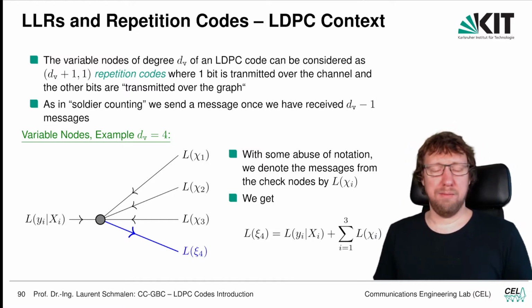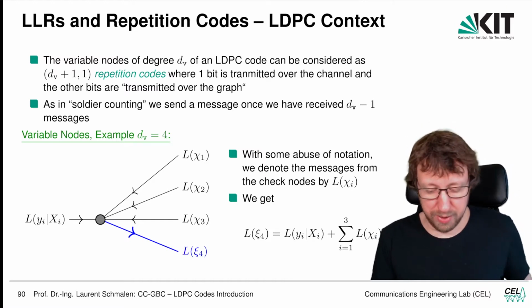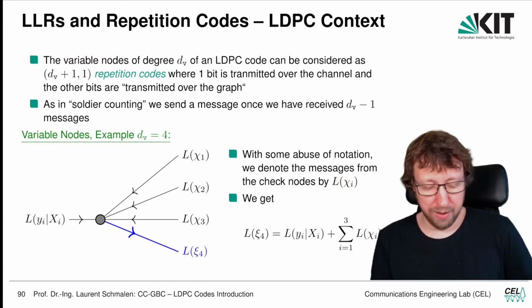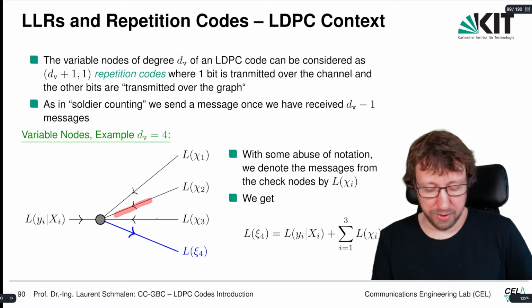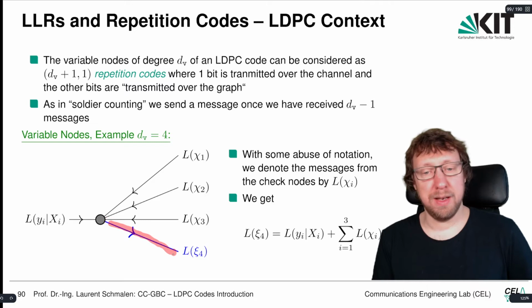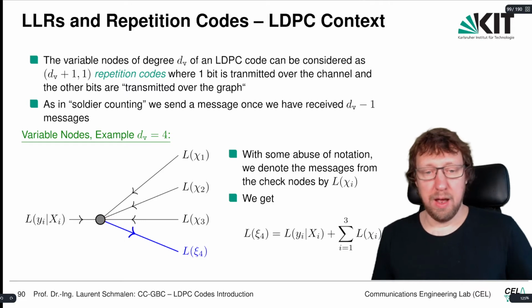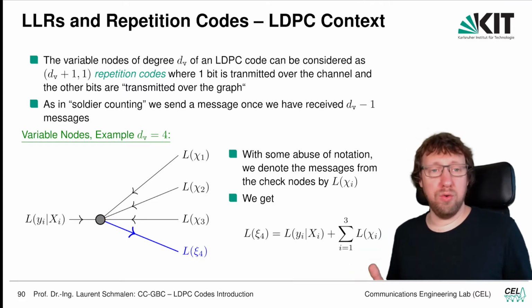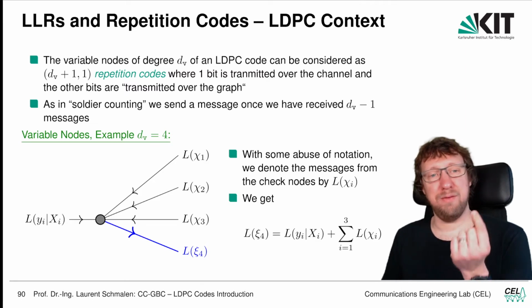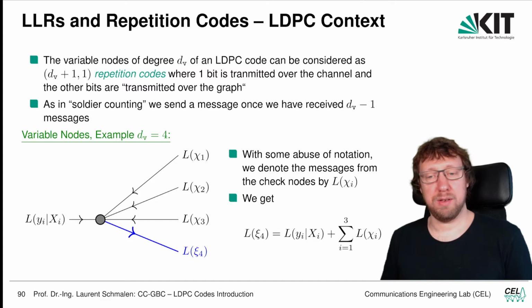So we use some new notation. We denote the messages that we get from the check nodes by L of chi. So these are the messages that we get. And then we can calculate an outgoing message, L of C. And essentially we decode a repetition code, and we would like to get the information about this repetition code.